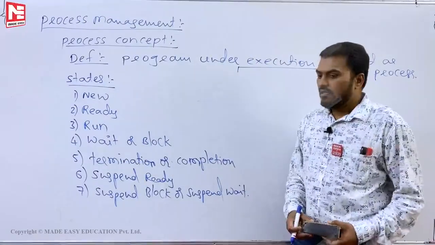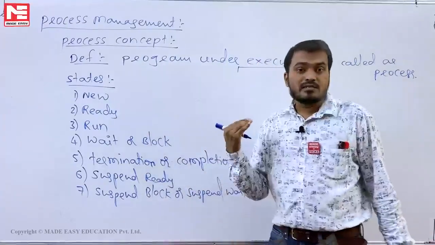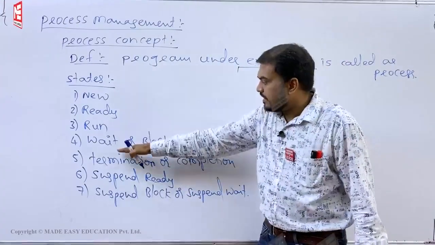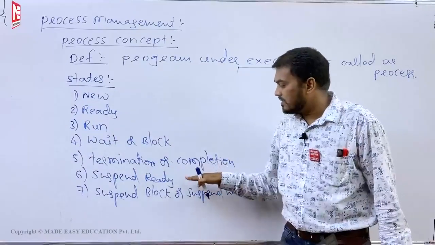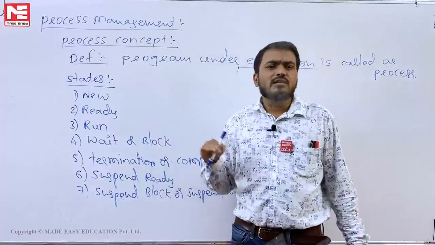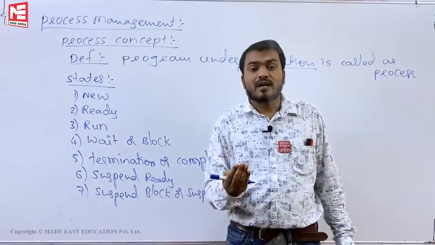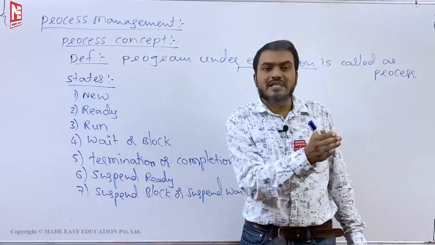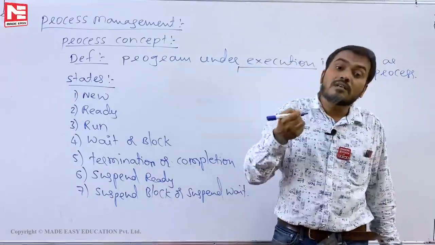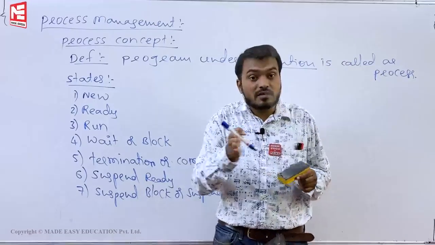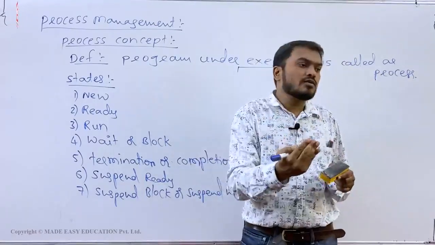So I am repeating. Any process will have various states like this: new state, ready state, running state, wait or block, termination or completion, suspend ready, suspend block or suspend wait. So what is the meaning of each and every state, and how will the process move from one state to another state in the life cycle of execution of a process?